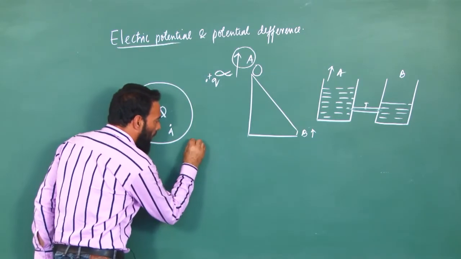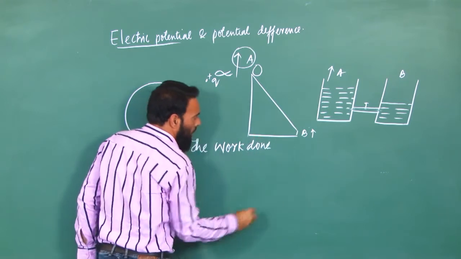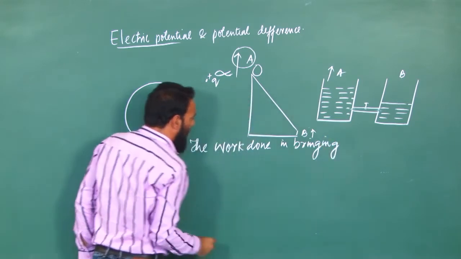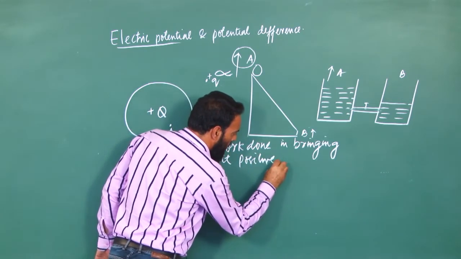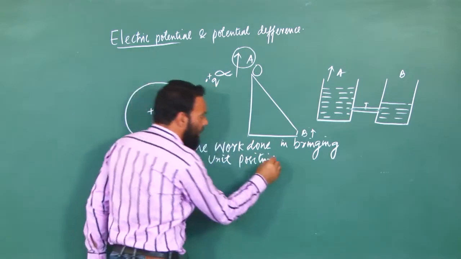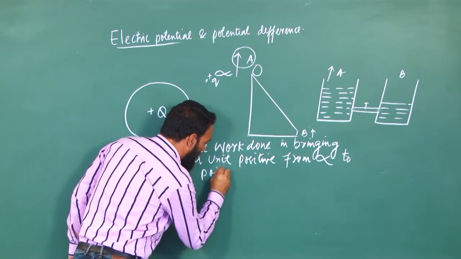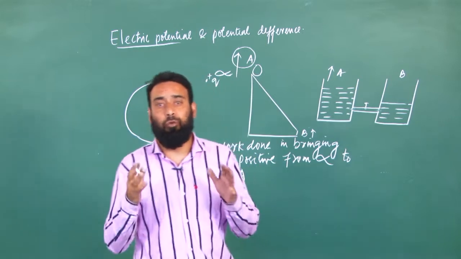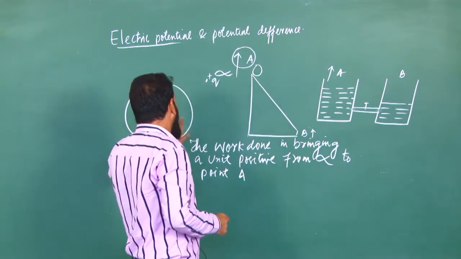Electric potential is the work done in bringing a unit positive charge from infinity to point A. So we can say that electric potential is the work done which is required to bring that unit positive charge from infinity to point A.